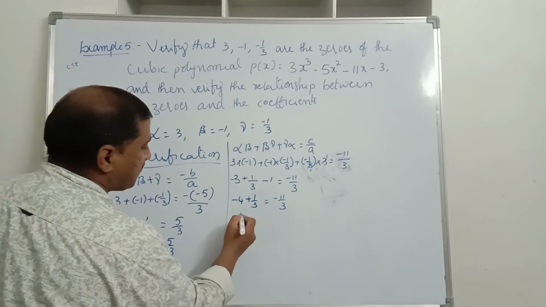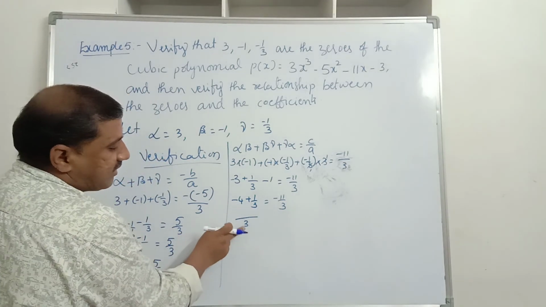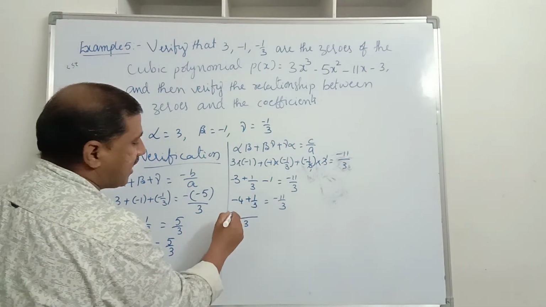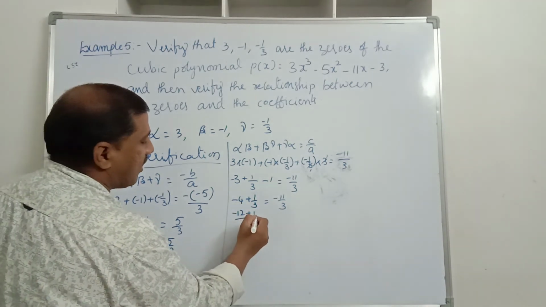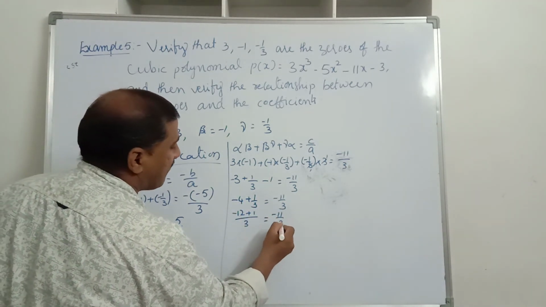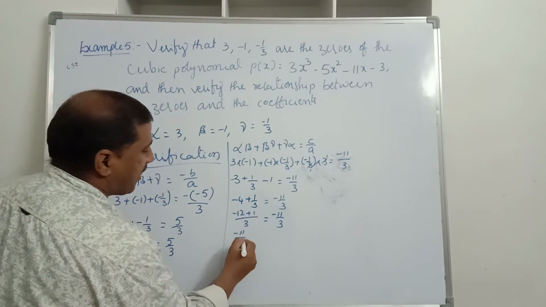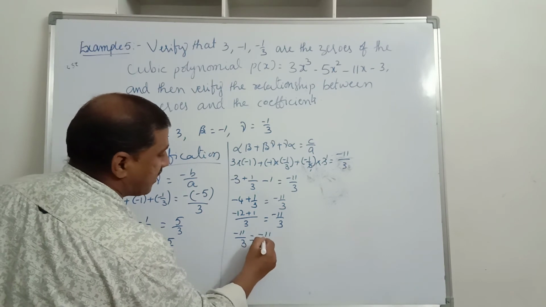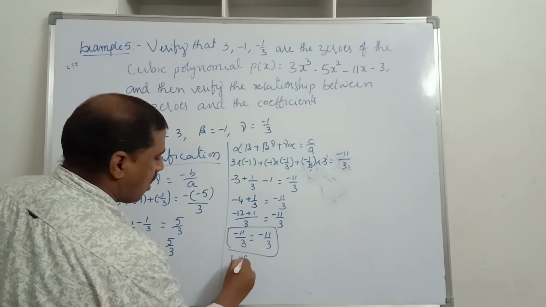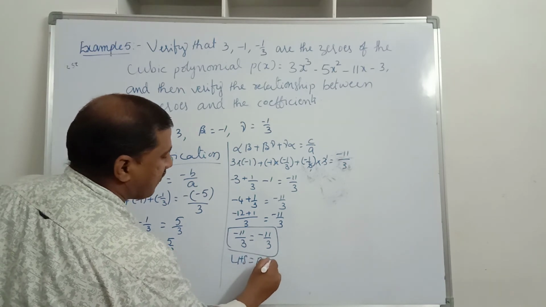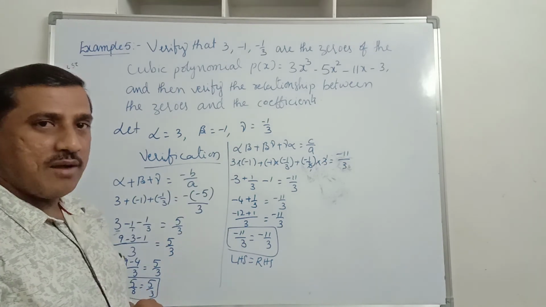Now take the LCM for the left hand side, we get LCM is 3. 4 means it is 4 by 1. 1 3s are 3. 3 into 4 is 12. That is minus 12 plus 3 1s are 3, 1 into 1 it is 1, that is equal to minus 11 by 3. Minus 12 plus 1 is equal to minus 11 by 3. Now LHS is equal to RHS. Hence it is verified, the sum of the individual products of the zeros of the cubic polynomial.